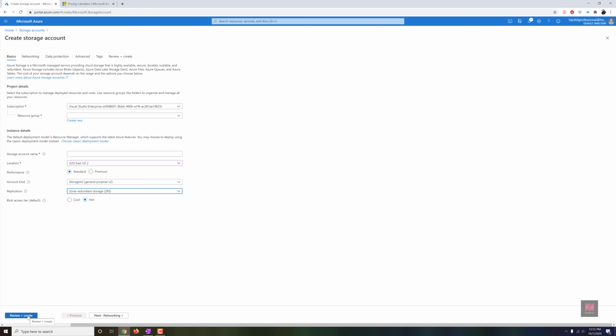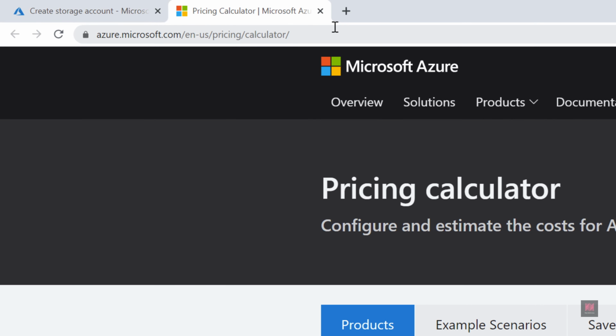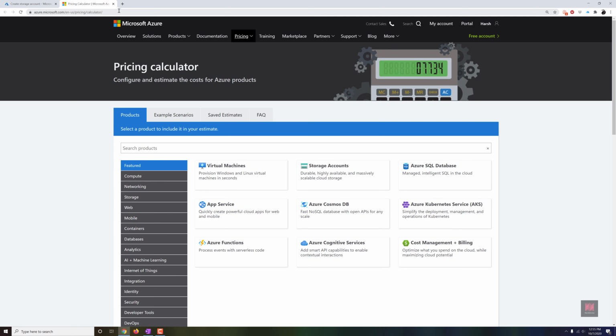I don't need to mention again because you already know the drill, how and which option you have to choose here, right? All right, now the next option I would like to talk about is the pricing calculator, which is very, very important. So guys, in the pricing calculator, the website is azure.microsoft.com/en-us/pricing/calculator. As soon as you type it, you will find this option, and go to products. In the products, we have storage account.